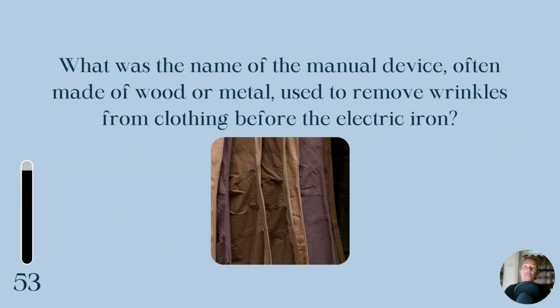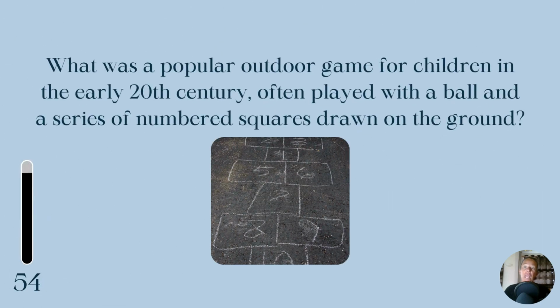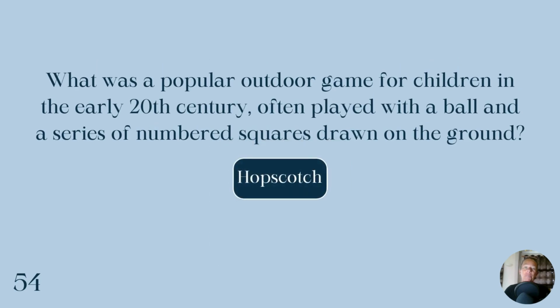What was the name of the manual device, often made of wood or metal, used to remove wrinkles from clothing before the electric iron? It was a flat iron. What was a popular outdoor game for children in the early 20th century, often played with a ball and a series of numbered squares drawn on the ground? Hopscotch.